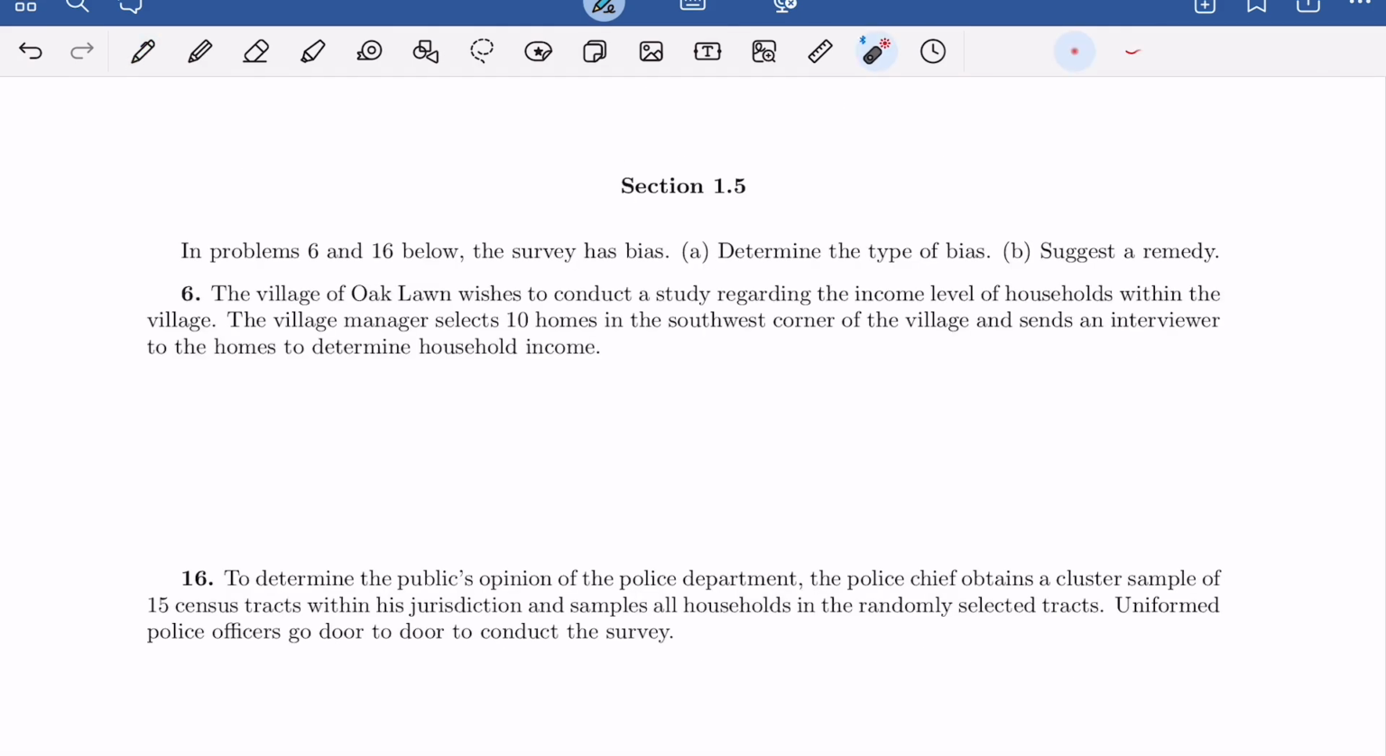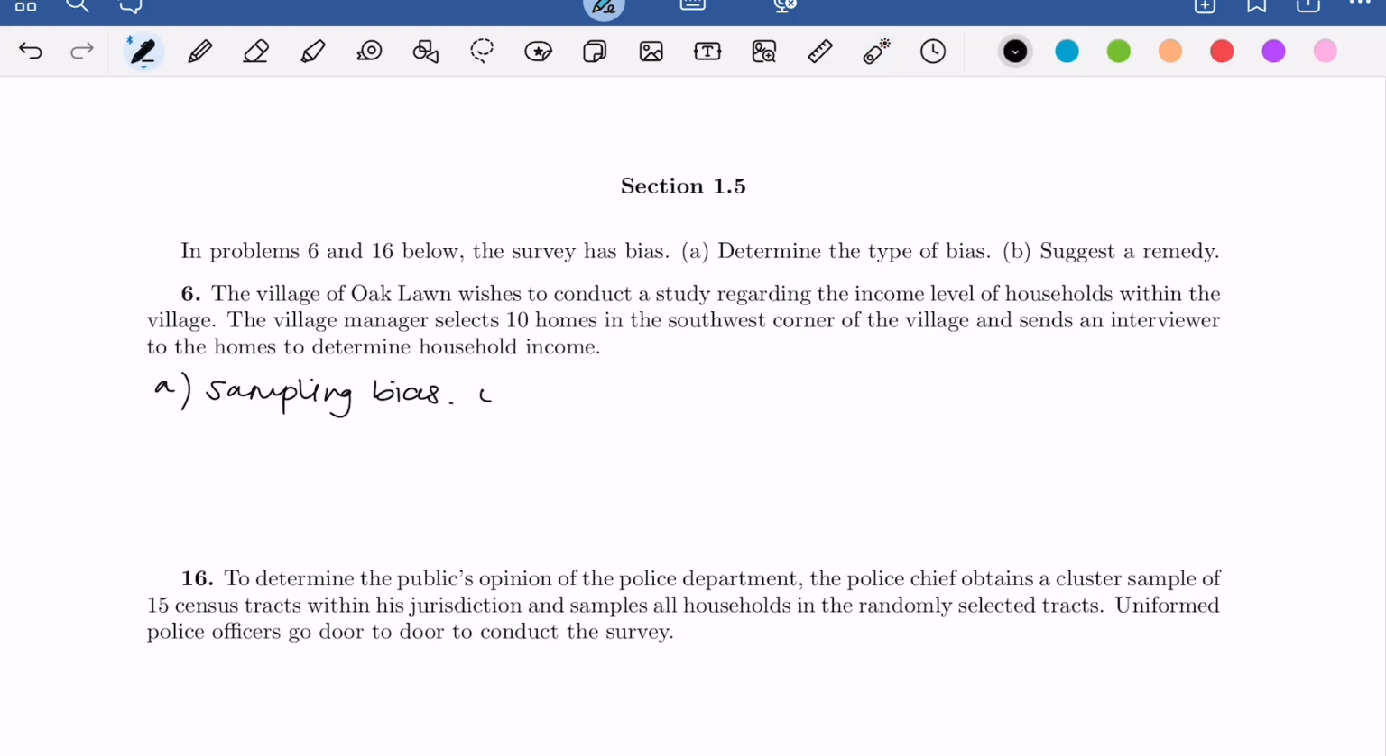Now, in section 1.5, we're going to be looking at bias in sampling. For the next two questions, we're going to determine the type of bias in these particular scenarios and then suggest a remedy. For question 6, we're told that the village of Oaklawn wishes to conduct a study regarding the income level of households within the village. The village manager selects 10 homes in the southwest corner of the village and sends an interviewer to the homes to determine household income. In this case, we're looking at what's called sampling bias.